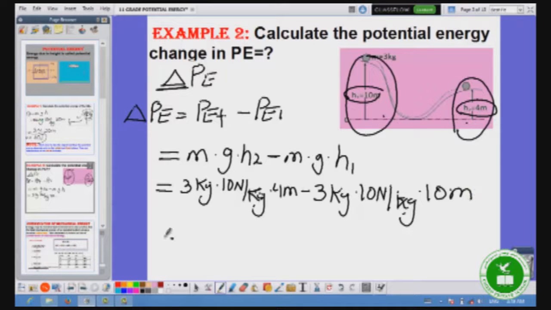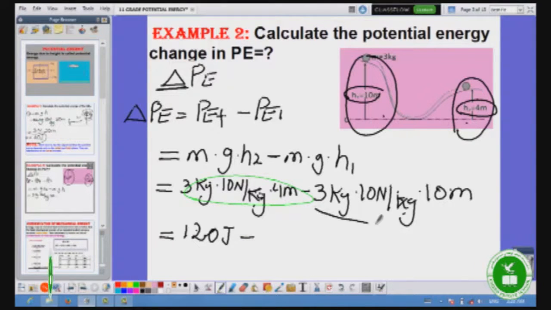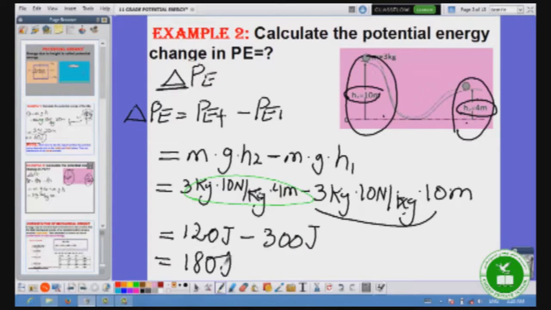From here, this part becomes how much? Kilogram cancels. 3 times 10 is 30, times 4 is 120 joules, minus this part will be, kilogram cancels, 3 times 10 is 30, times 10 is 300 joules, and finally change in potential energy will be minus 180 joules.